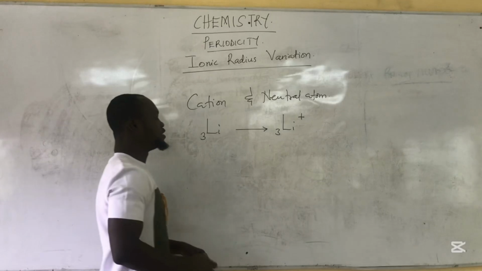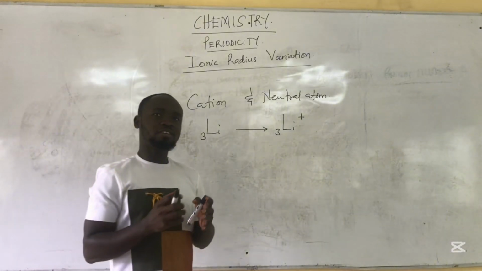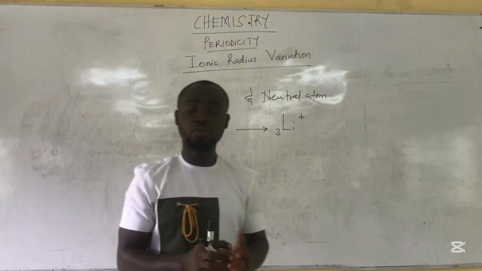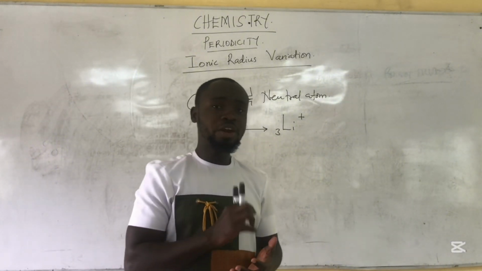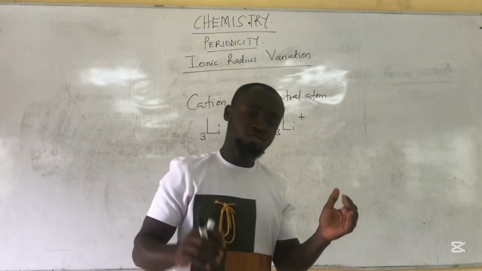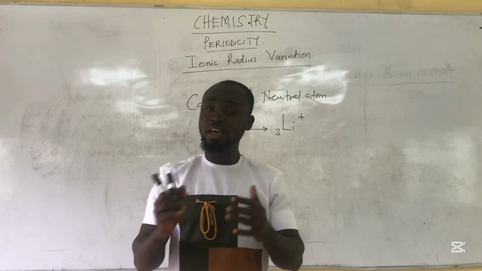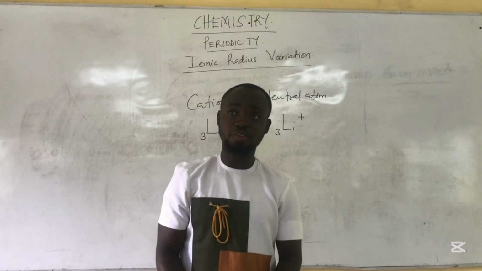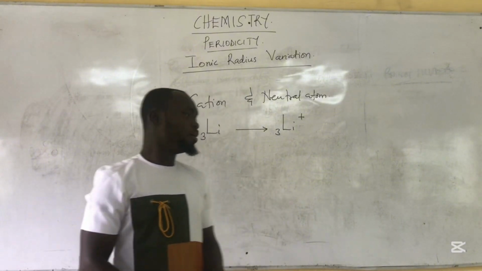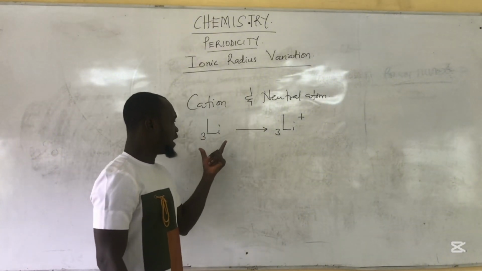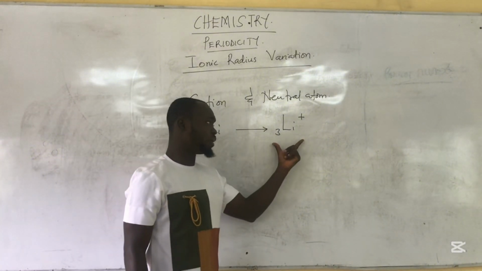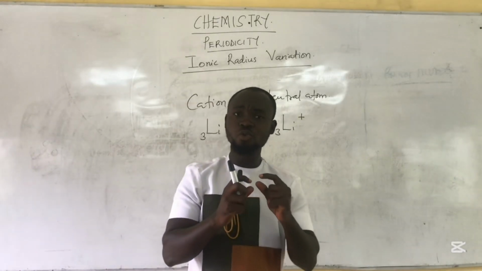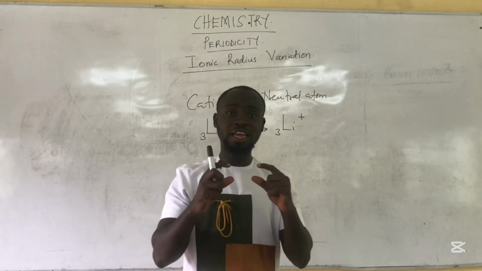Is that okay? So we discussed the variation with the radius of an atom on a periodic table. We said generally the radius decreases from the left to the right across a period, and the radius again increases from the top to the bottom of a group. Is that okay? But once we're talking about a neutral atom and then its ion, we are going to discuss the proton-electron ratio here to explain the radius.